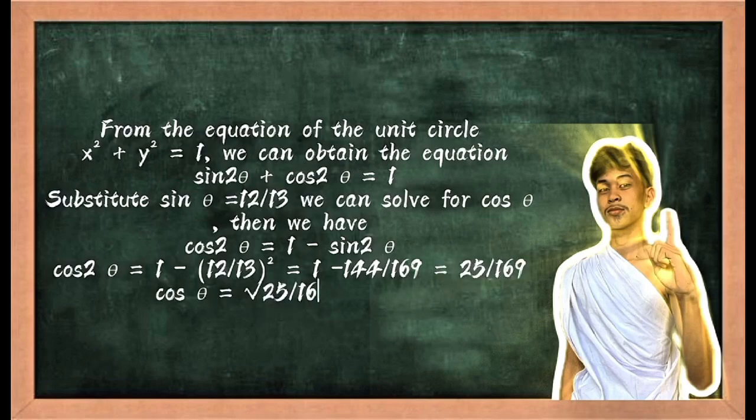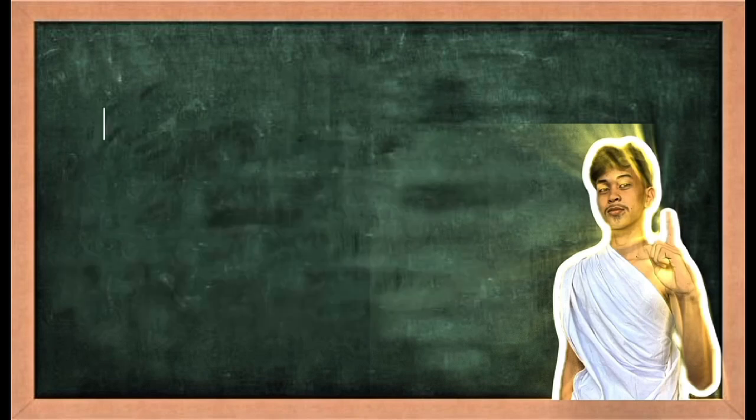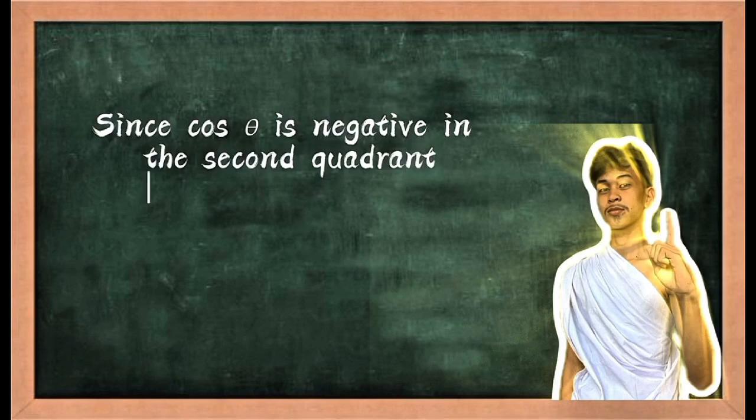Then we have cos squared theta equals 1 minus sine squared theta, then cos squared theta equals 1 minus 12 over 13 squared equals 1 minus 144 over 169. We can have the answer 25 over 169. We can simplify this answer to cos theta equals square root of 25 over 169, or positive negative 5 over 13. Since cos theta is negative in the second quadrant, cos theta is equal to negative 5 over 13.